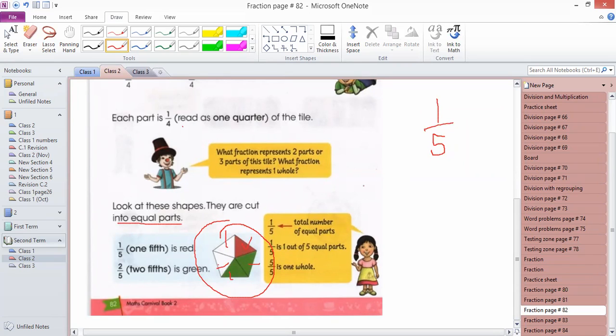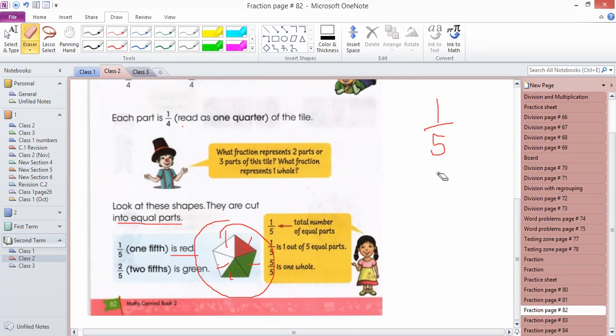1 as a cardinal number will be 1, one. And 5 as an ordinal number, position number 5: first, second, third, fourth, and fifth. So it will be 1/5. We will read it as one fifth. That 1/5 is red.